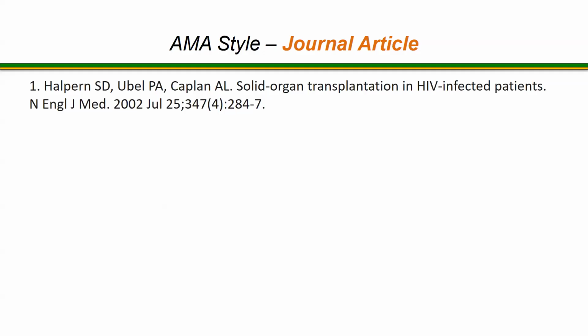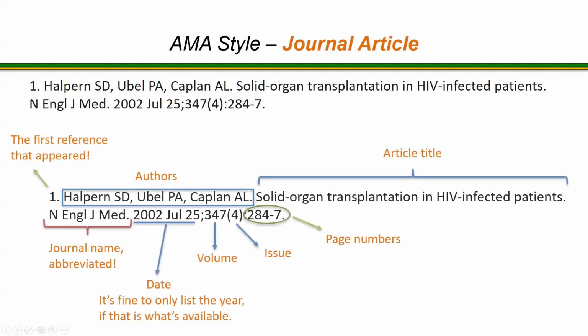So let's break this down in more detail on what you need to know on building this citation. You can see that there's the number one at the very beginning. So this appears at the very beginning of your text. So it's referencing the first reference. Then you're going to list the authors. Notice the format is their last name and their first initials.